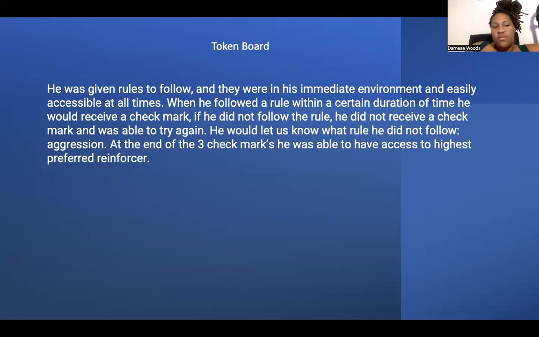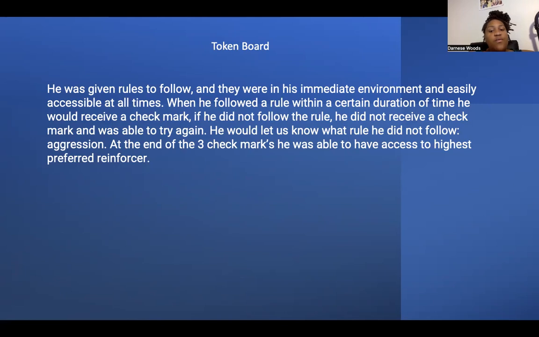So for the intervention, he was given rules to follow, rules that he already came in contact with in the past. He kind of knew, but he just needed that extra push to learn what to do, what not to do. So he was given rules to follow, and they were in his immediate environment. The rules were always easily accessible at all times. If he went outside, we would carry the rules with us outside, like around our neck as a reminder.